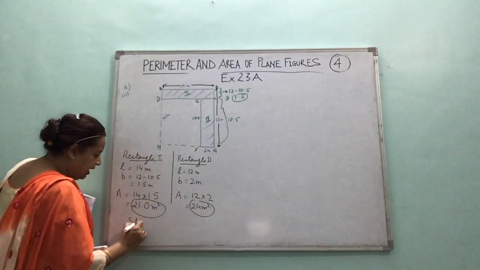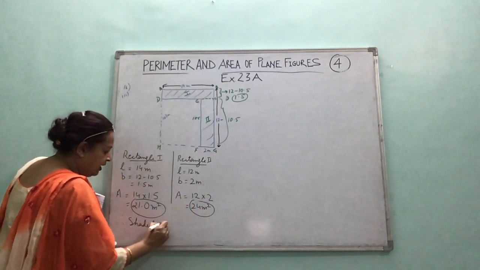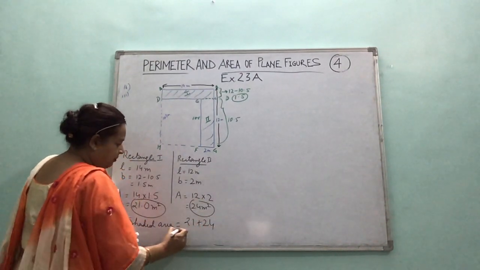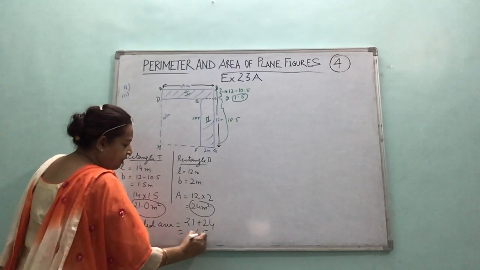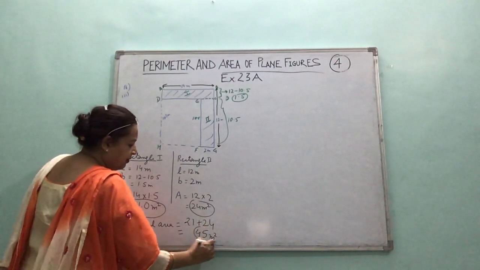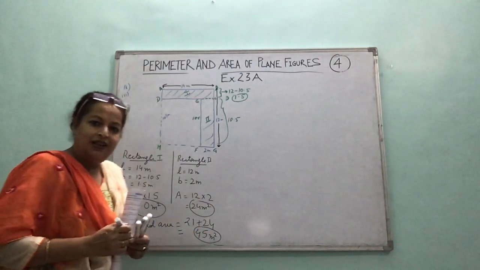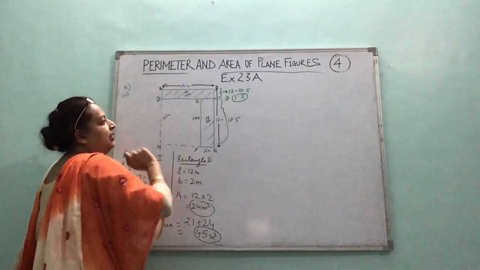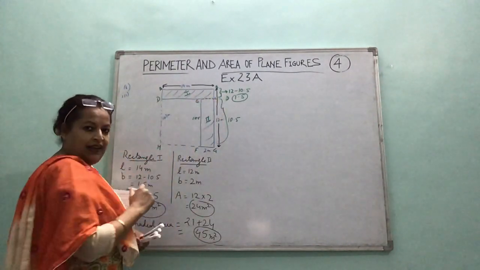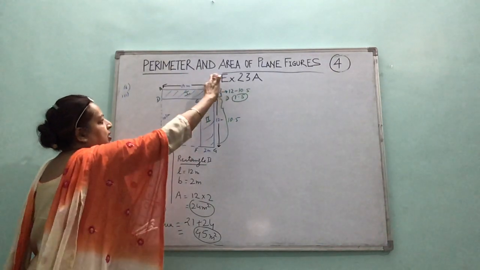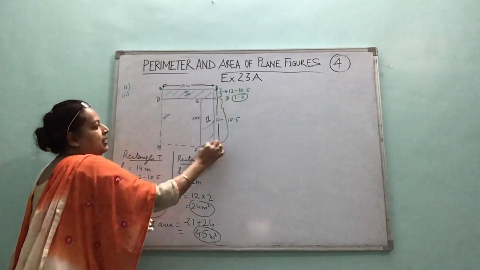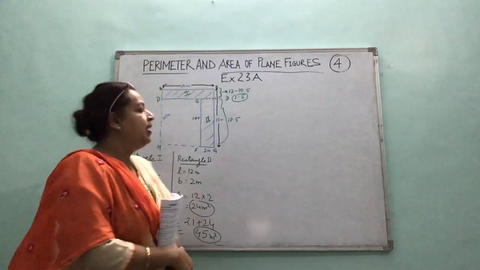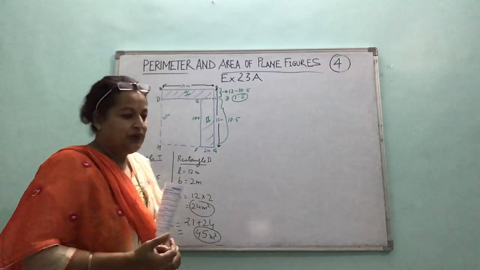Therefore, shaded area is area of rectangle 1 plus area of rectangle 2, 21 plus 24, 45 meter square. Well, this was one of the options, children. I said that we draw a line like this and mark it as C, and we have rectangle 1 till here, from here to here, and this is rectangle 2. This is one of the options. There is another option also that I will leave it to you to explore.